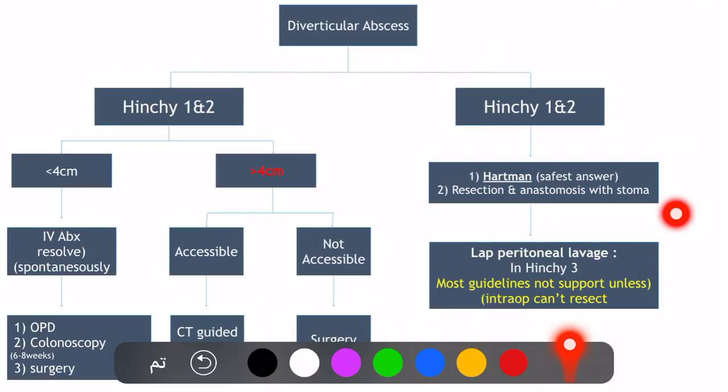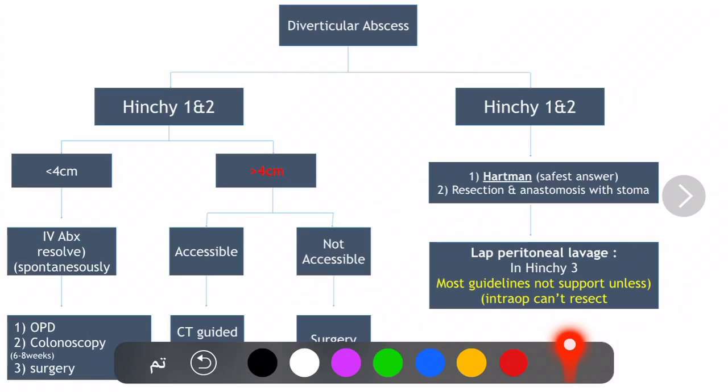Now, some will mention, after reading too much, the laparoscopic peritoneal lavage. I don't advise at all to mention that point. This is actually in Hinchy 3, you do it, not Hinchy 4. And most guidelines do not support this unless intraoperatively you cannot resect that segment. So this is the end of the presentation, actually, by mentioning the diverticular abscess.